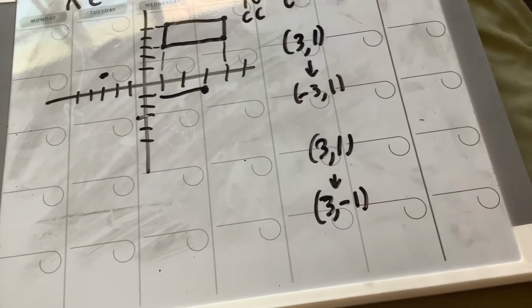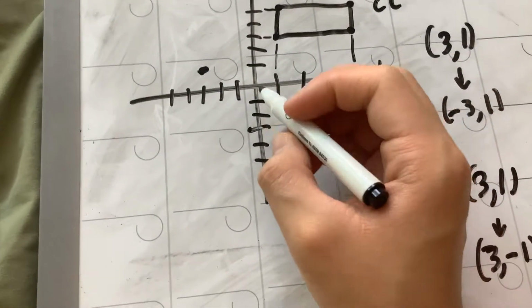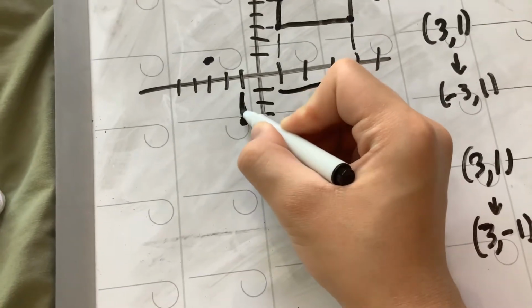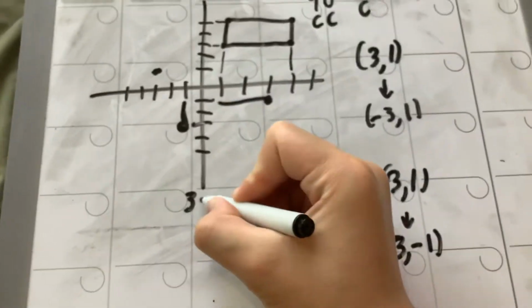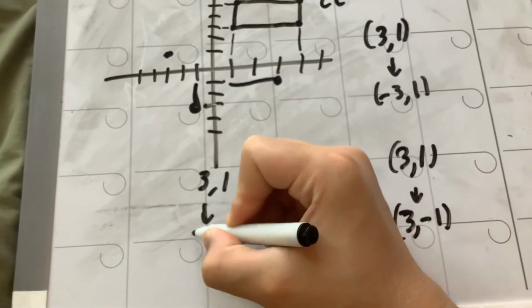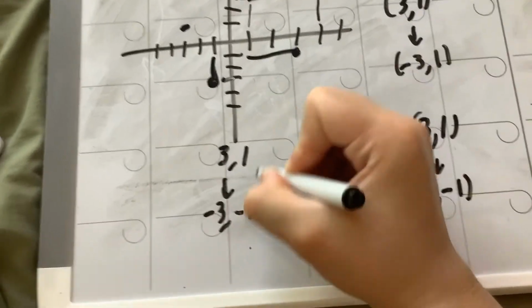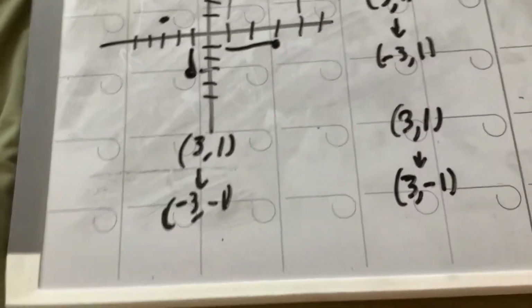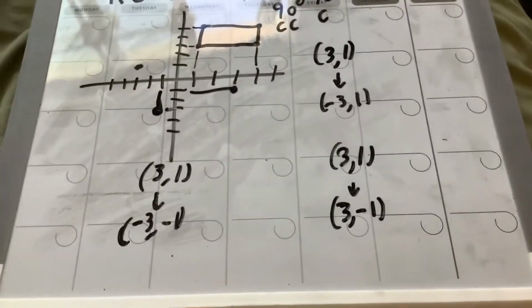Now, do you see? If we were to turn it 180 degrees clockwise, it would become this point over here: 3, 1 to negative 3, negative 1. Okay, so, as you can see here, there's a pattern.